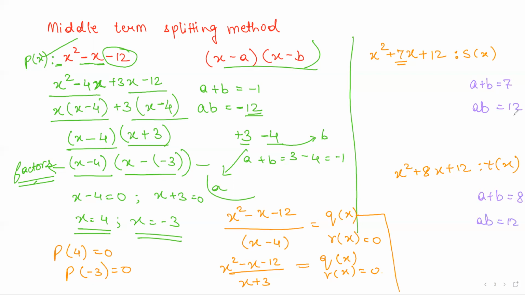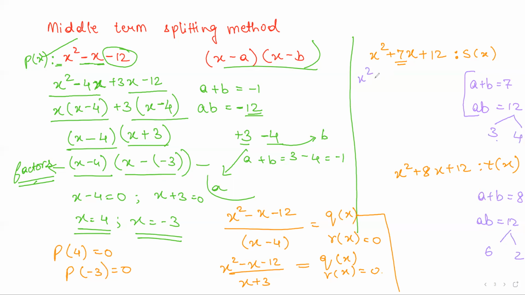Here ab has to be factorized into 3 and 4 because 3 plus 4 is 7. Here ab has to be factorized into 6 and 2 because 6 into 2 is 12, but 6 plus 2 is 8. So the values of a and b will vary based on the equations that you form. These are the two equations formed from the coefficients of the given polynomial.